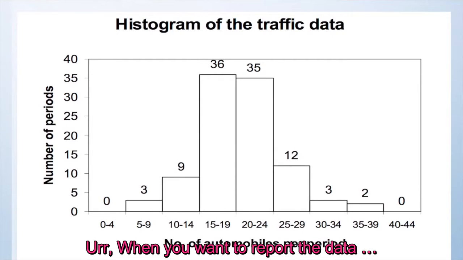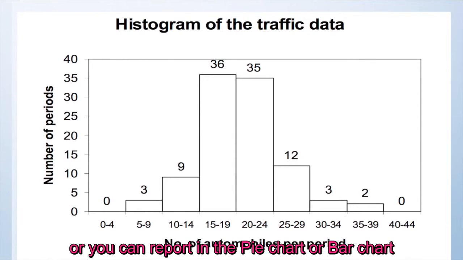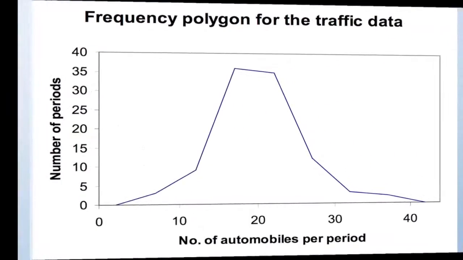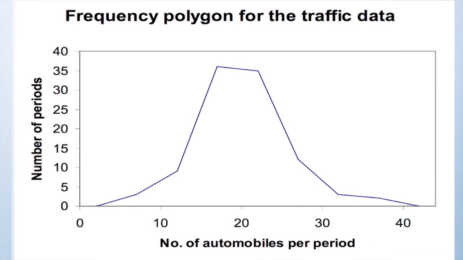When you want to report the analyzed data, you can report it by histogram, or in a pie chart or bar chart. This is like the frequency report. It's like a histogram of traffic data. You can also use a frequency polygon.